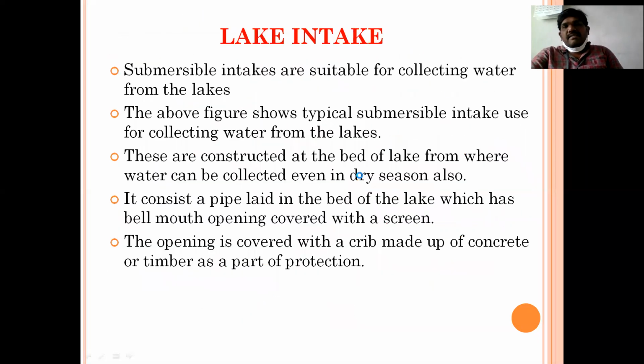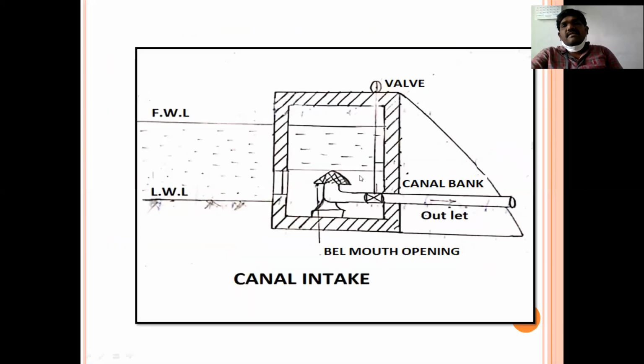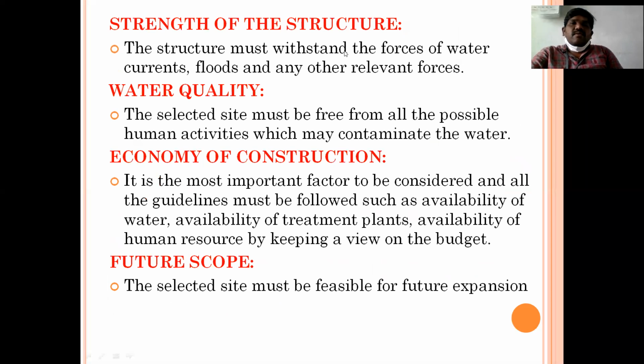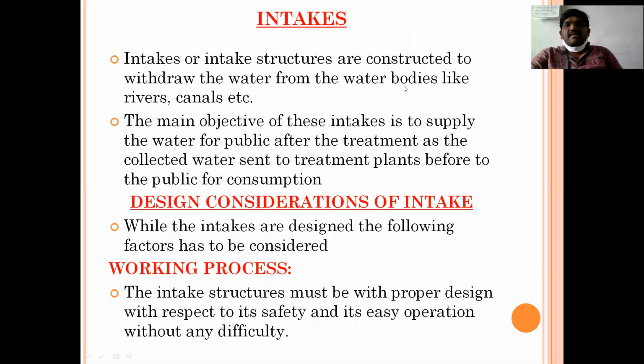Understand? What are intakes? There are different types of intakes, as follows. Intake structures are constructed to withdraw water from water bodies like rivers, canals, reservoirs, and even lakes. The main objective of these intakes is to supply water to the public after treatment, as the collected water is sent to treatment plants before going to the public for consumption.